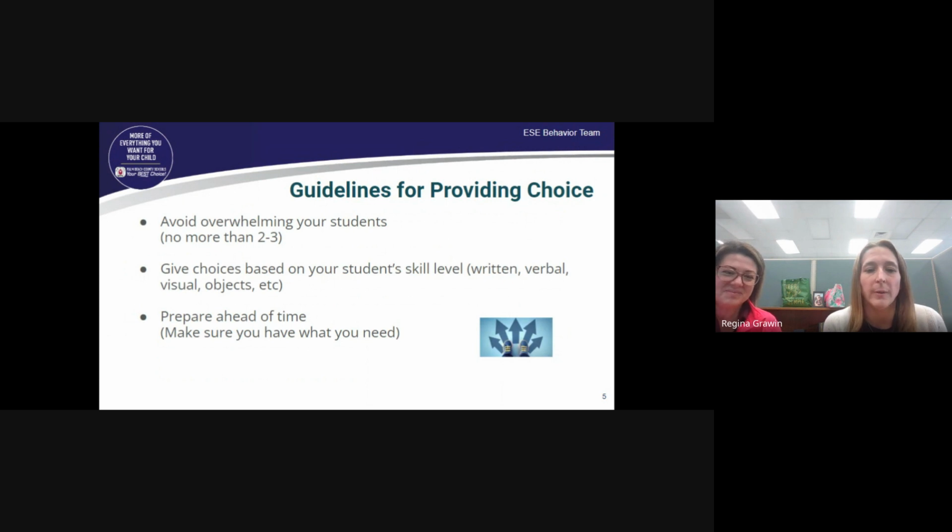Give choices based on your student's skill level. So, we do have some students who can read the options for their choices. We have some that will respond to a verbal prompt to make a choice. But then we have other students that maybe need visuals or to see the actual objects themselves in order to make a choice. And you want to make sure you prepare ahead of time. So if you're going to offer things in your classroom to your students, please make sure they're available to that student right away.